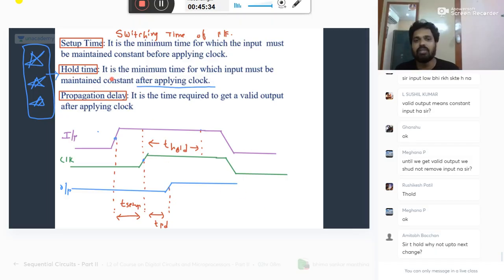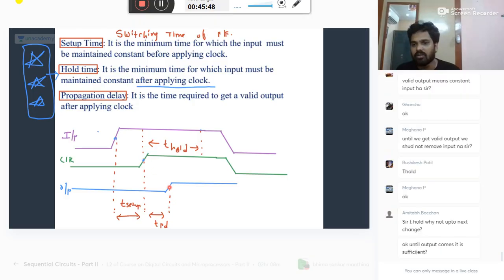For timing, understand the definition. It is the time for which the input should be maintained constant. Everybody see here, the propagation delay is calculated between this and this. That is, after applying the clock, how much time is required to get the output. I am again saying hold is not related to output. Whether the output is coming or comes late, before the output comes, hold may be removed. There is no relation for that.